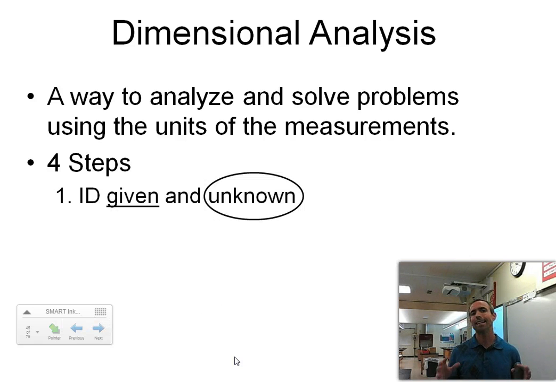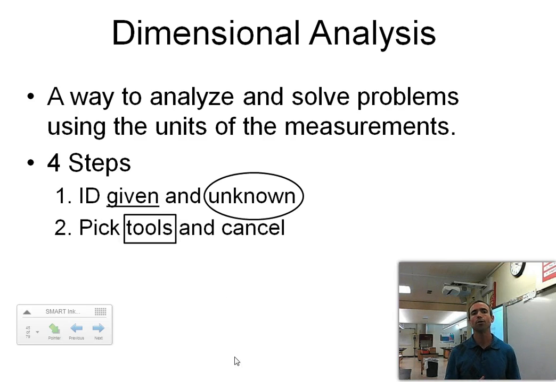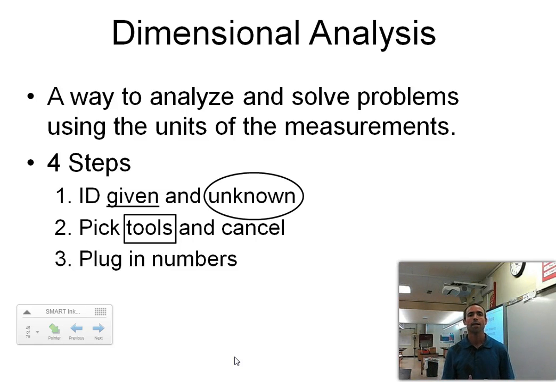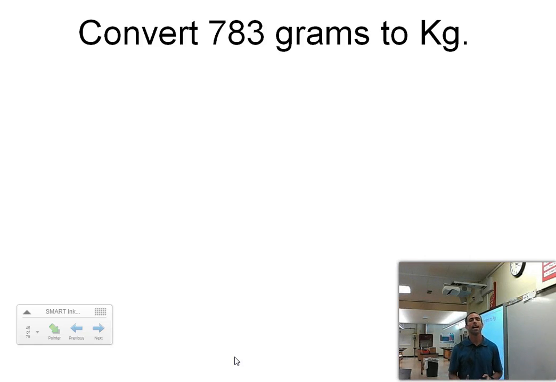We always want to identify the given and unknown units. Number 2, we want to pick our conversion factors, or these tools we talked about, and plug them in, and then we're going to cancel any units that we can. 3, we're going to plug in the numbers. And lastly, we simplify. So let's see a couple examples in action.